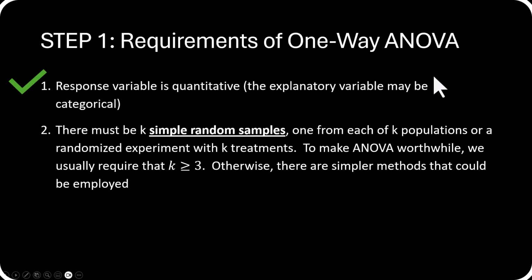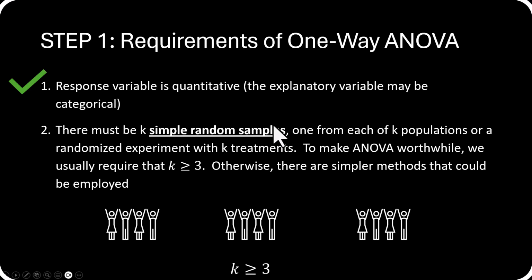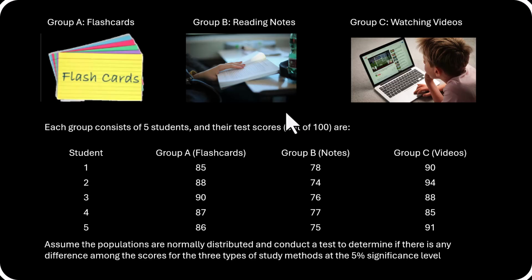The second requirement that we need to think about is that there are k simple random samples, and we usually require that we have at least 3 simple random samples. Otherwise, there would be simpler methods to use. So let's go back to our data and make sure this requirement has been met. As you can see here, we clearly have 1, 2, 3 different groups, and so that requirement has been met as well.